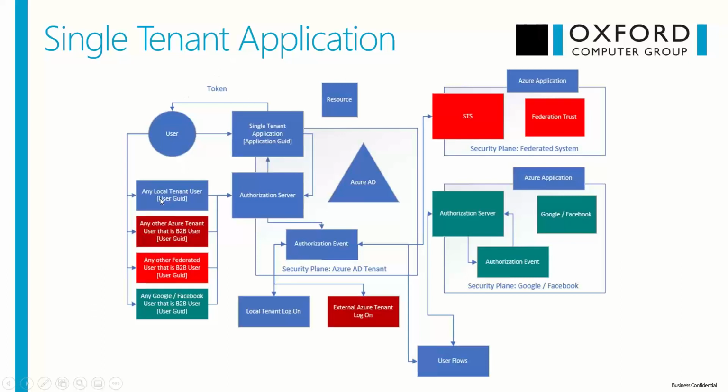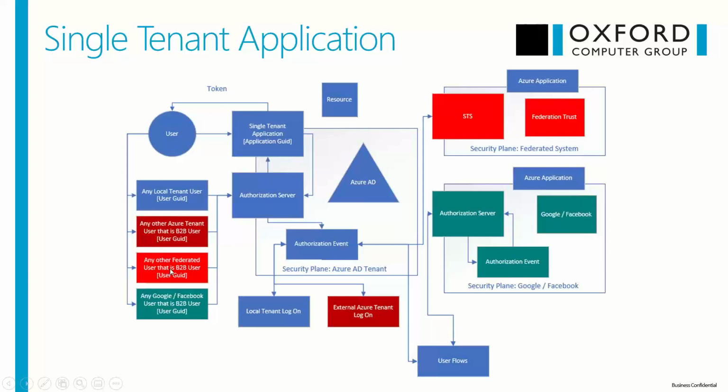So what happens here? Well, if it's a local tenant user, it's going to go to that authorization server, and that authorization event is going to trigger a local tenant login within your environment. If it's another Azure tenant, the authorization event is going to go to the external Azure environment to verify your authentication and bring back a successful authorization event there. And then you can get your tokens.